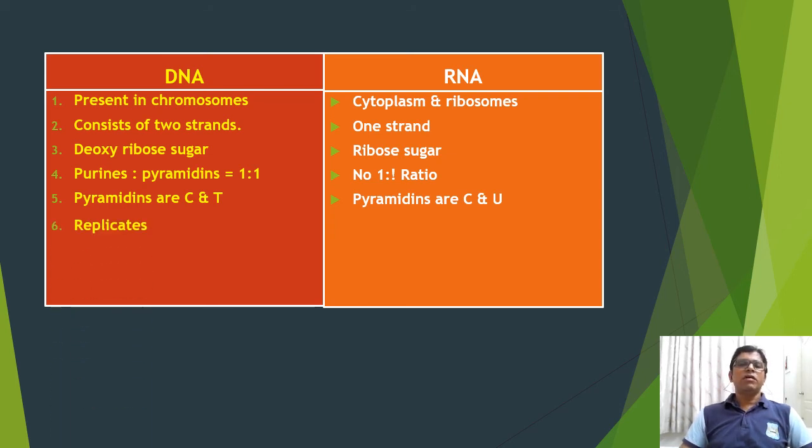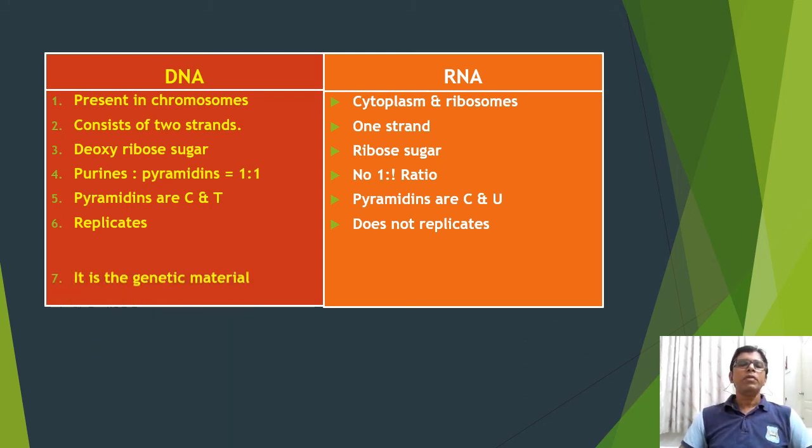And the sixth difference is that DNA replicates and produces two daughter DNA molecules by a process called semi-conservative mechanism. RNA does not replicate. Usually, all types of RNAs are formed from the DNA molecule. mRNA, tRNA, rRNA, all these RNAs are formed from the DNA molecule, or one of the two strands of the DNA molecule.